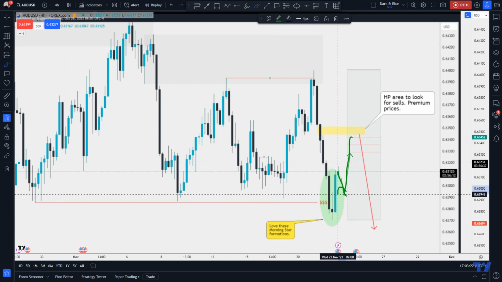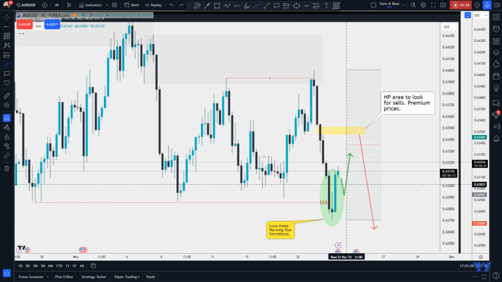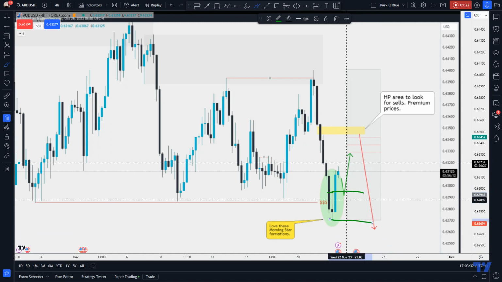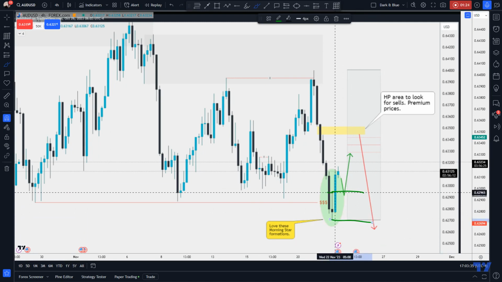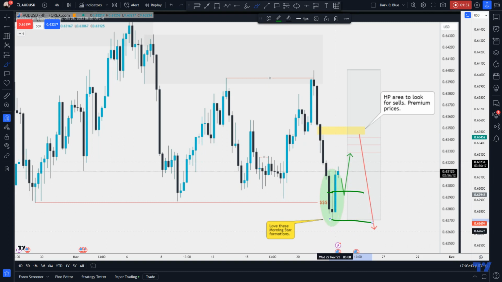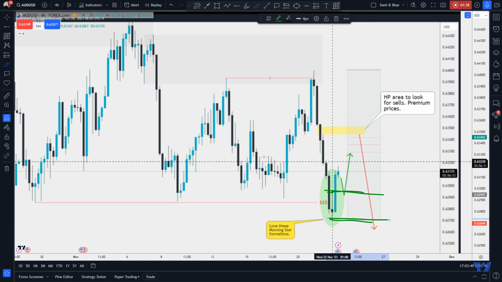Why did I pick here? Because, my dear friends, it is the top of this candle. Why would I pick the top of that candle? Well, it's not the top of the candle that matters. It's the entire candle body, the body and the wicks, the entire range of price that this candle makes. This forms a bullish order block.